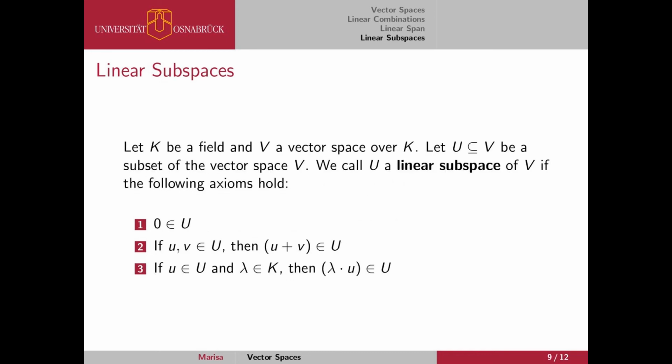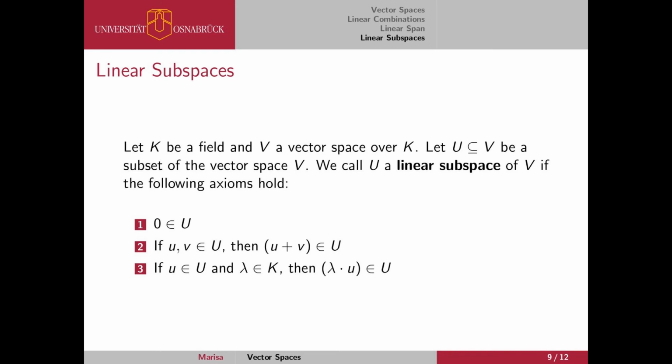As the name already suggests, a linear subspace is some subpart or space that belongs to another vector space. Let us go through the formal definition together. Let K be a field and V be a vector space over the field K. Now we have U, which is a subset of the vector space V. By subset, we therefore mean a set of vectors which lays in V. Now we call this subset U a linear subspace of the vector space V if the following 3 axioms hold.